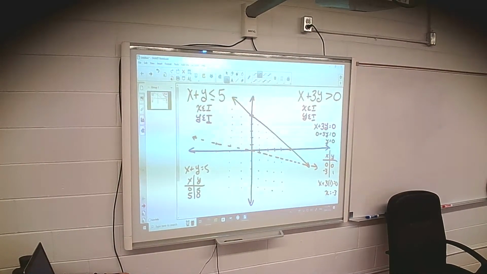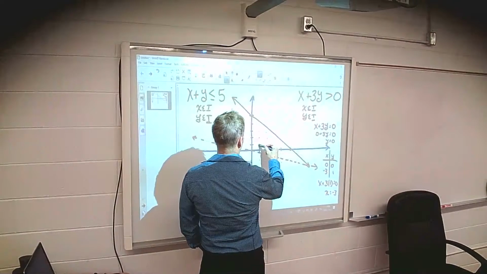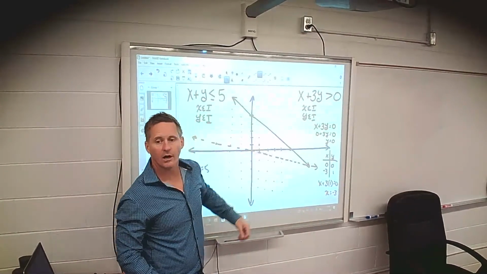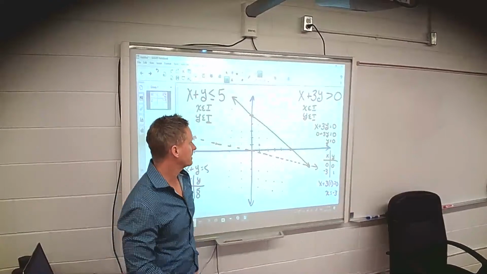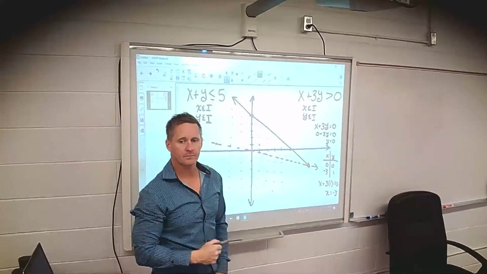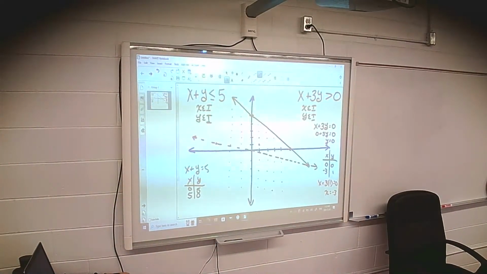So I need a coordinate. What coordinate am I going to use here? Pick one. 1 and 1. Awesome. I love it. I'm going to pick that coordinate right there. X is 1, y is 1. 1 plus 3 is what? 4. Is 4 greater than 0? Yeah, so I shade over it then, correct?